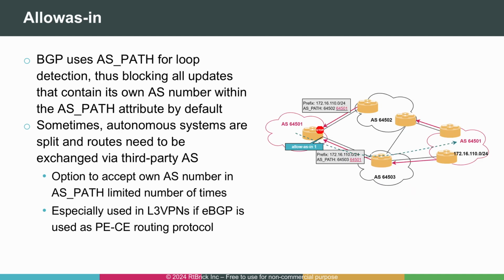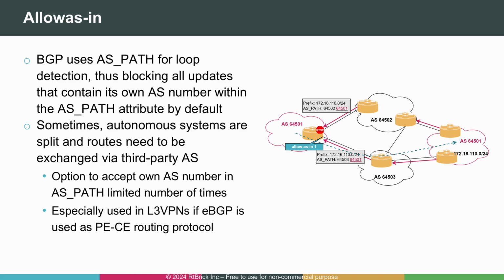BGP relies on the AS path for loop detection. By default, a router will reject any BGP updates containing its own AS number in the AS path, preventing loops. But in some situations, a network might be split into multiple parts, with those parts connected by a third party. This is common in BGP MPLS L3 VPNs, where BGP is used for PE-CE routing. In these cases, BGP's loop detection could block valid updates if it sees its own AS number in the path, even if there's no loop.